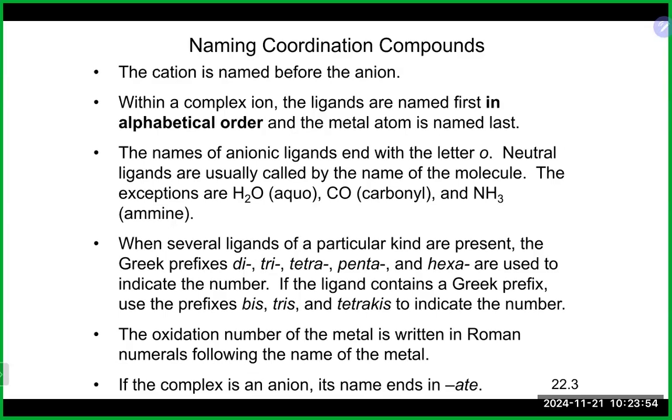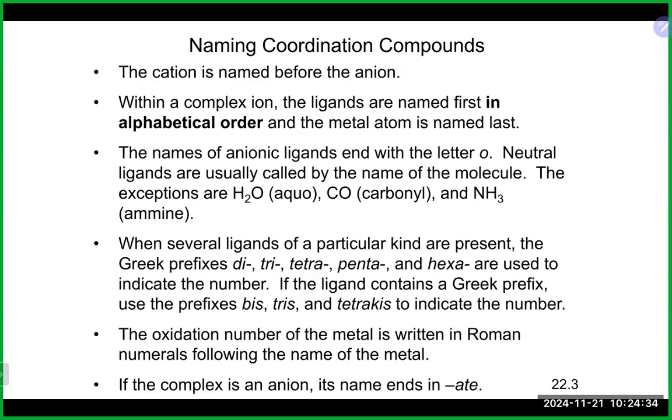Within the complex ion, we name the ligands in alphabetical order, regardless of any prefix that may be there. We may sometimes use a prefix if we have multiples of the same ligand. So regardless of the prefix, we use the beginning part of the name of the ligand. Now, some of these negatively charged ligands will end with O. Some neutral ligands will be called the name of the molecule. There are some exceptions. Water is aqua, depending on what book you got going on. CO is carbonyl. NH3 is amine.